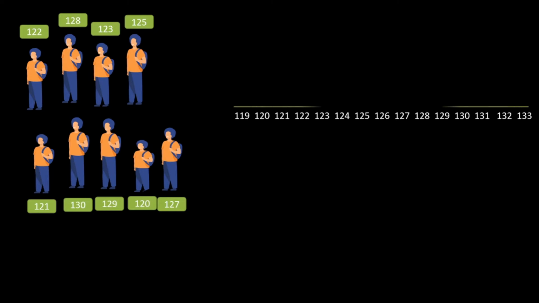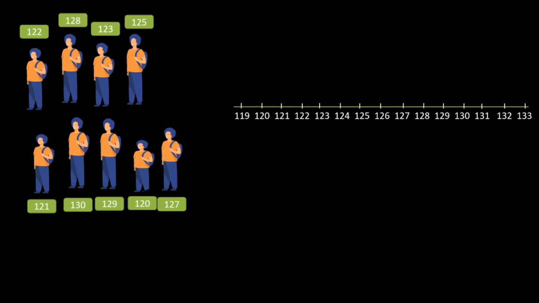Now we will understand how we can create a box plot out of this height distribution. We know that we have the smallest height of 120 centimeters and the biggest height of 130 centimeters. So first, let's create a number line. In this number line, the smallest number is 119 and the highest number is 133.